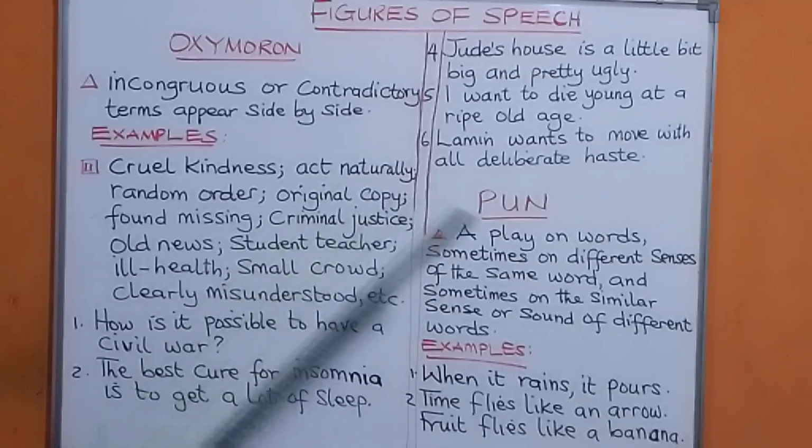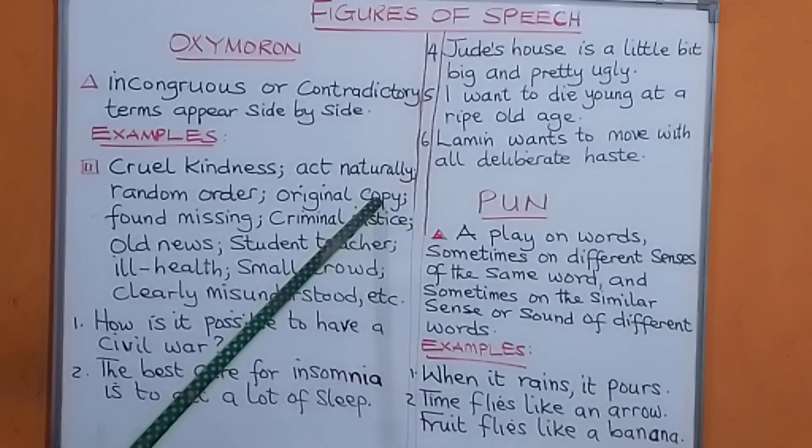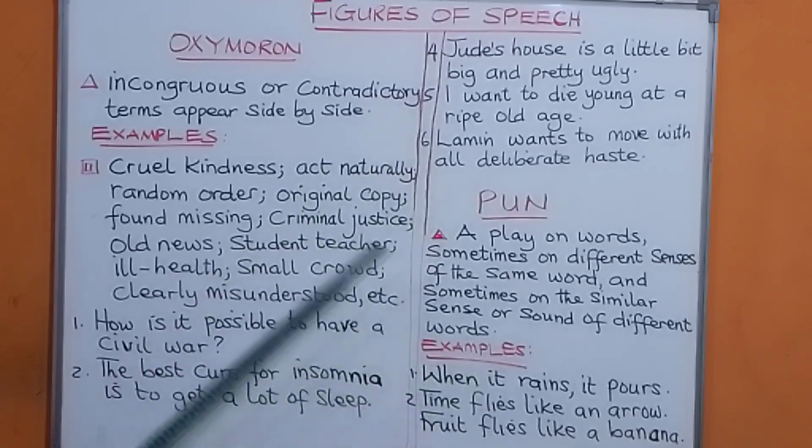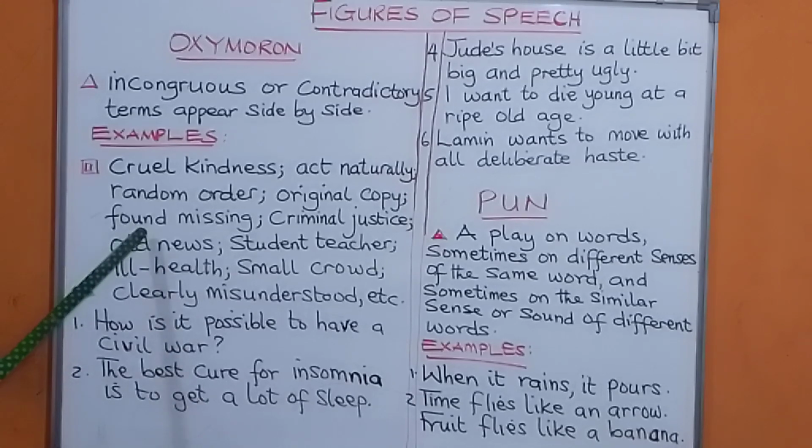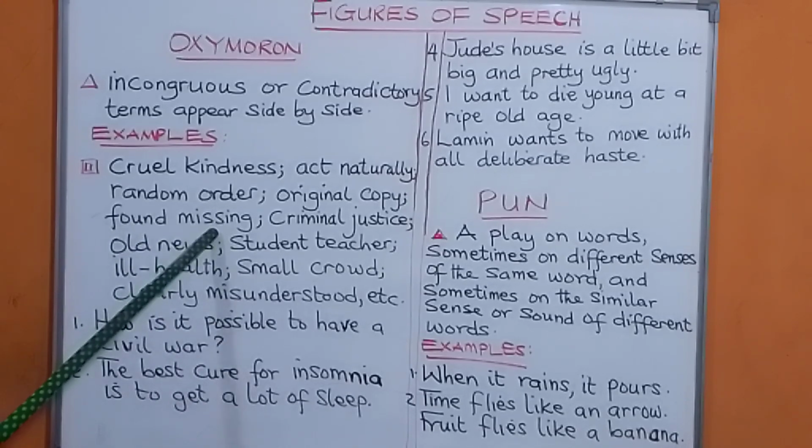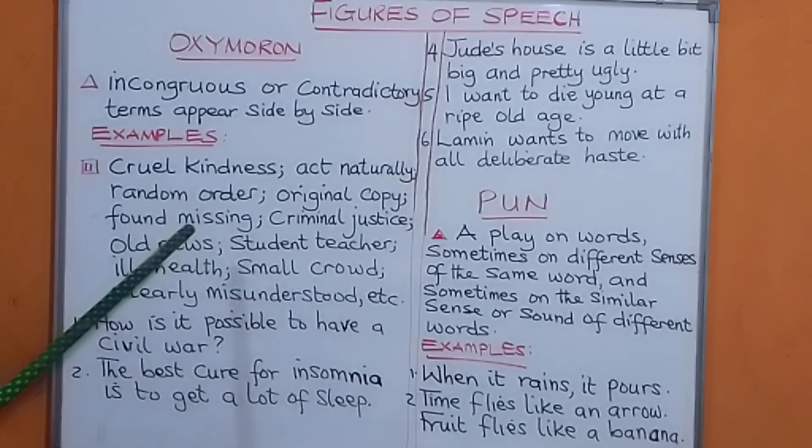Look at this one, original copy. Please, I want the original copy. How can it be original when you are saying it's a copy? When you say copy, it's no longer the original. But you say I want the original copy of this letter. This is oxymoron. Or the letter was found missing. How can you say it was found and then say it's missing? The soldier was found missing in action. How can you say found and say it's missing?